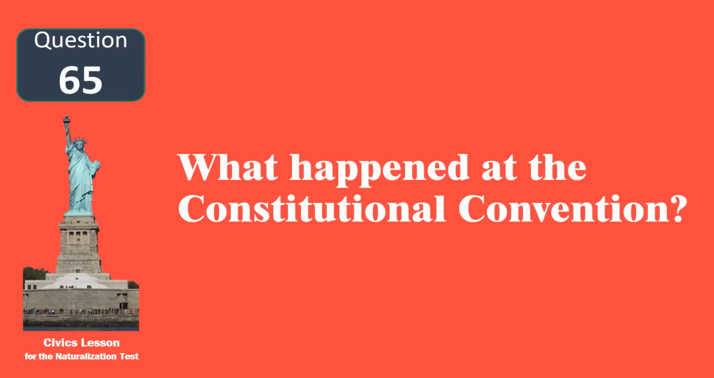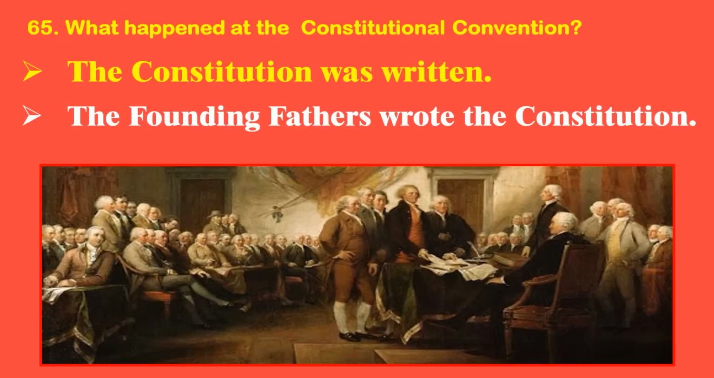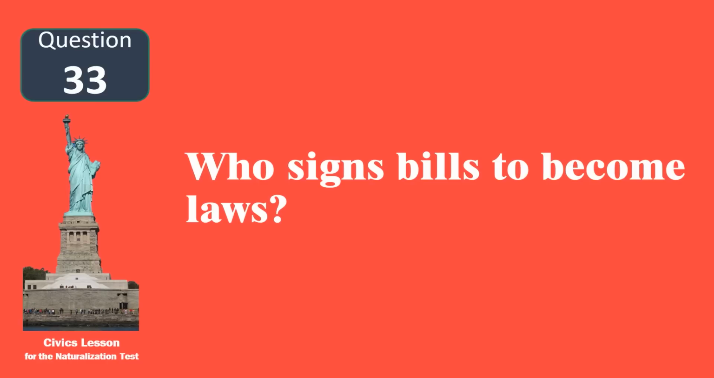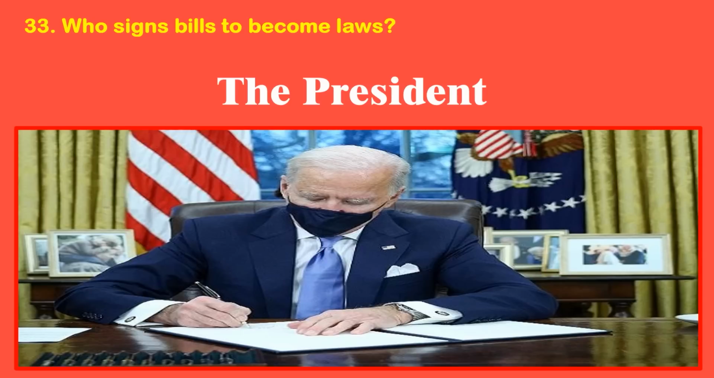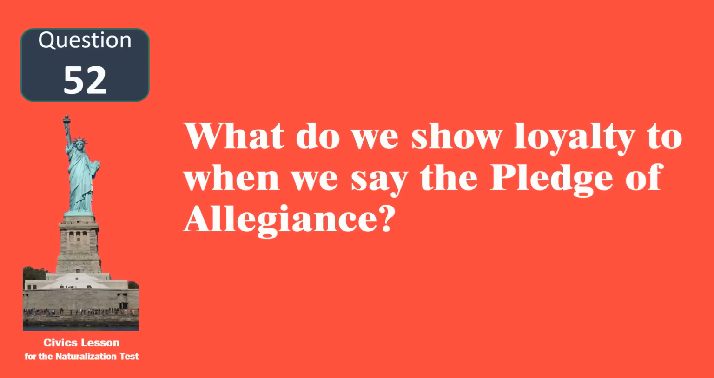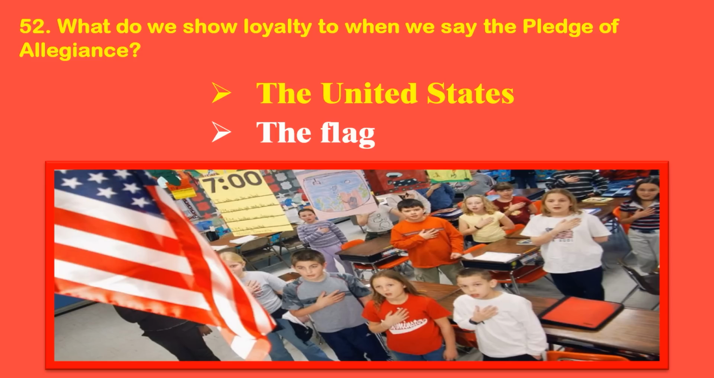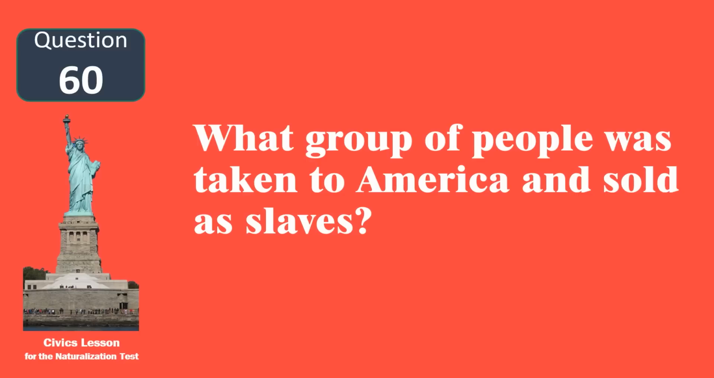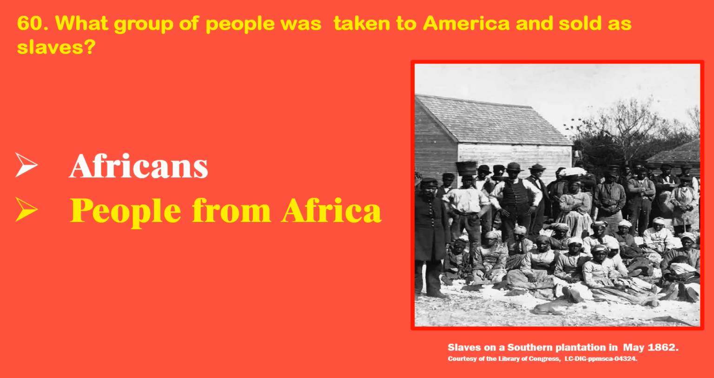What happened at the Constitutional Convention? The Constitution was written. Who signs bills to become laws? The President. What do we show loyalty to when we say the Pledge of Allegiance? The United States. What group of people was taken to America and sold as slaves? People from Africa.